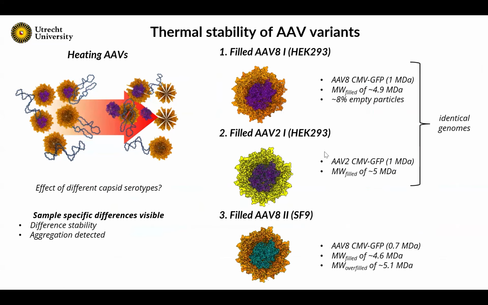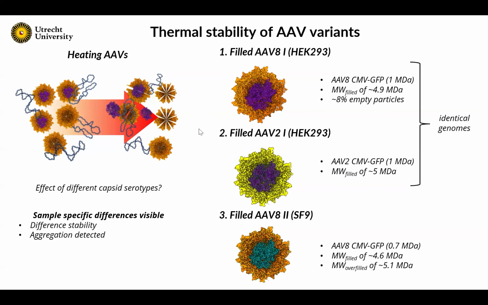So what can we conclude from these measurements with the different capsids? Well, it's hard to make any general conclusions, because what we really see is that for each sample there are specific differences that we can pick up. For instance, at which temperature the filled particles start to disassemble, and also how stable the empties are, and if we can see any aggregates, and if these aggregates only are visible when you heat the sample or not. These are all quite specific to the samples that we've measured so far.